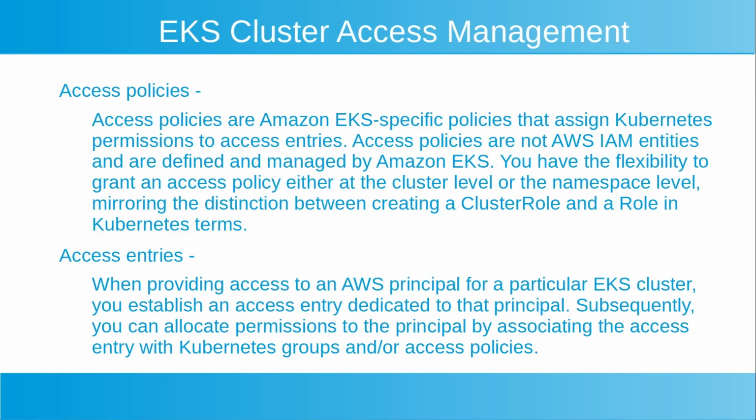Access entries are added to a principal. When providing access to an AWS principal for a particular EKS cluster, you establish an access entry dedicated to that principal. Subsequently, you can allocate permissions to the principal by associating the access entry with Kubernetes groups or access policies.